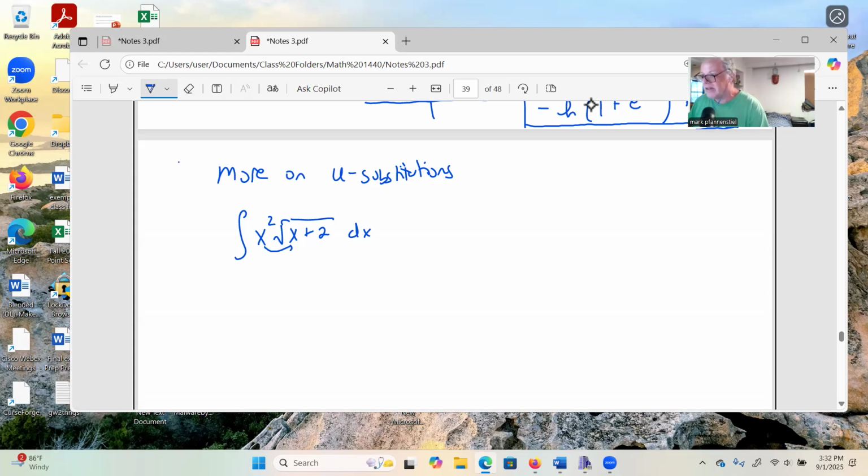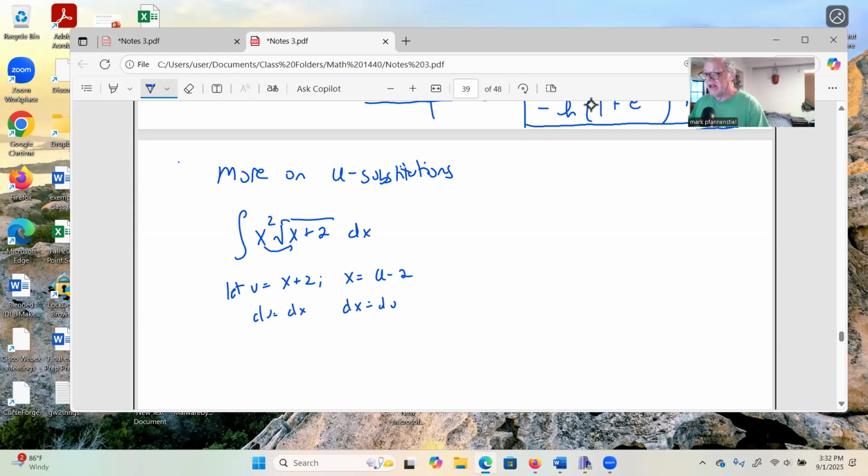So if you try to say, okay, let u equals x plus 2, my du is, of course, dx, but I don't have an x plus 2 anywhere. And I don't have really good ways of putting this in here. So what we're going to have to do is say, well, we have u equal to x plus 2. How about x equals u minus 2? All I did was subtract 2 from both sides. And again, my dx is equal to my du.